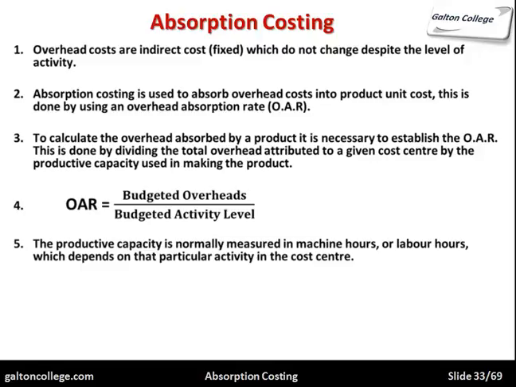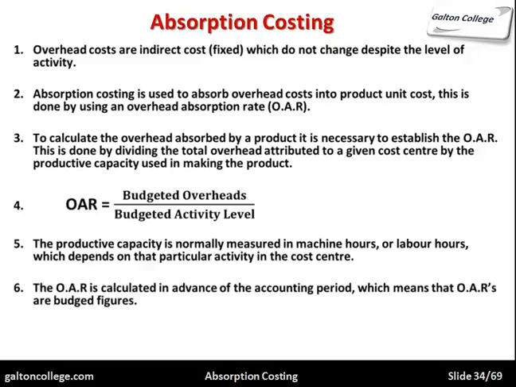The productive capacity is normally measured in machine hours or labour hours, which depends on that particular activity in the cost centre. So it's necessary to look at the productive capacity of the centre, see what it can produce, what it normally can produce, and look at the budgeted overheads for that centre, which gives an idea of the overhead absorption rate.